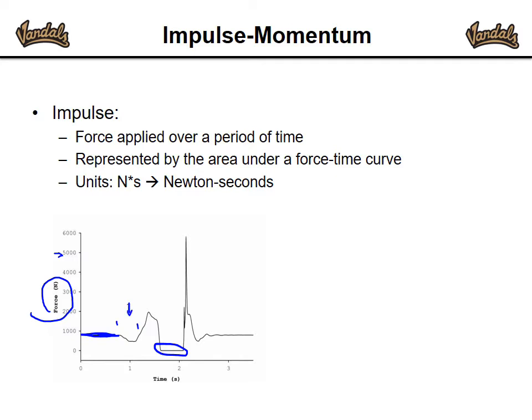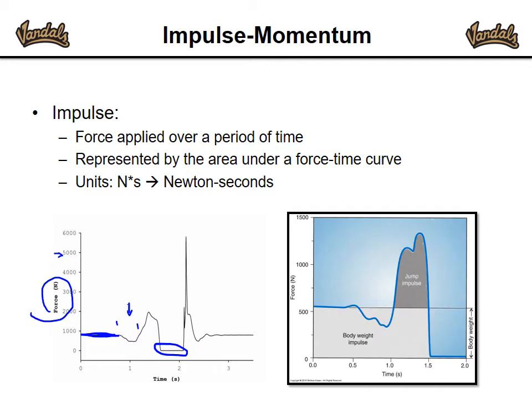And so what we would do typically from this is we would have a jump impulse. The jump impulse only looks at this first portion of the graph that we just talked about. It doesn't look at this because this is the landing portion of it. So the jump impulse is going to be this area leading up to it.